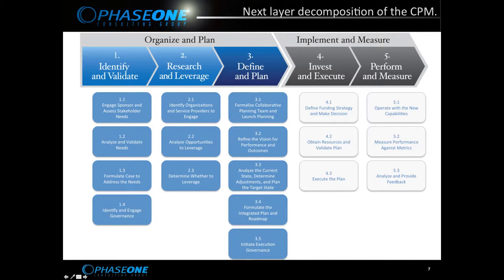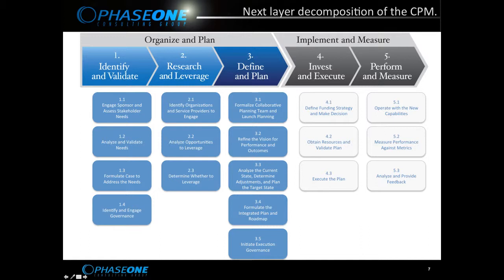In step 3, we have define and plan. This is where we formalize the collaborative planning team, and we really launch the core planning. We refine the vision for performance and outcomes, based on what we validated in step 1 and what we've learned in step 2. We get that team together in step 3, and we really refine the vision for what it is that we're going to achieve.